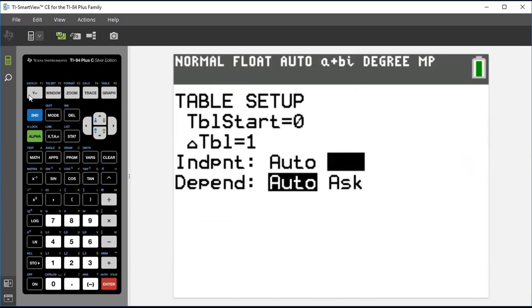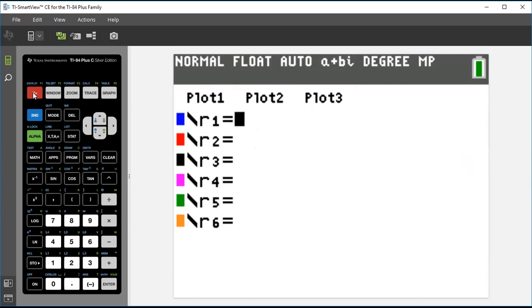Okay, now you are going to go back to your y equals at this point, and you're going to see that your graph is much different than you are used to. What do you think the R stands for? Yep, just like yesterday, absolutely.